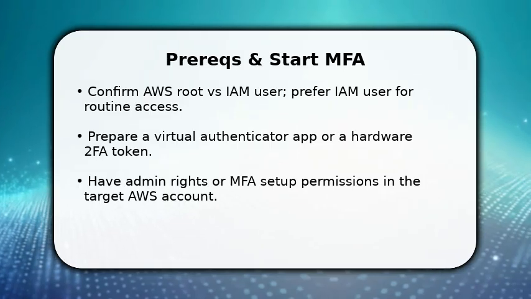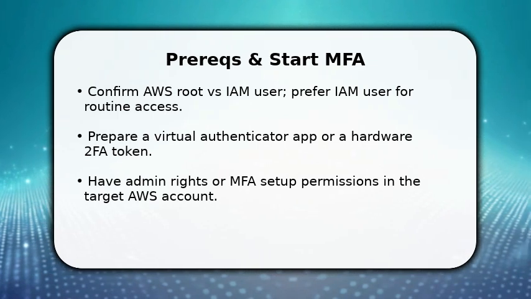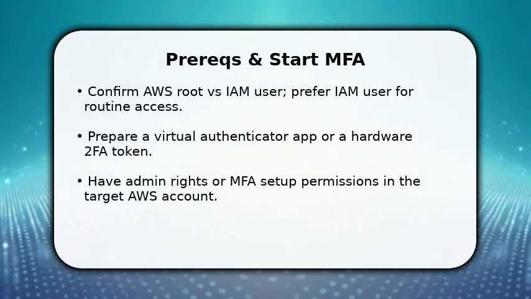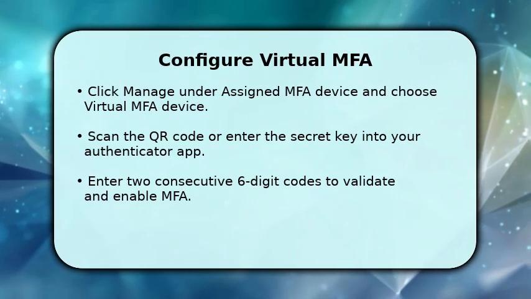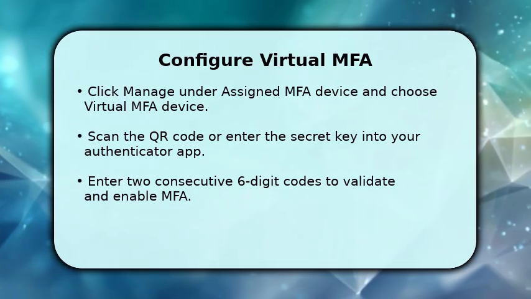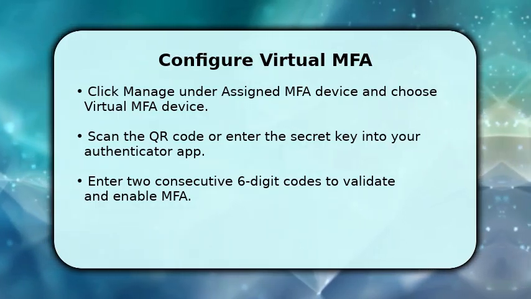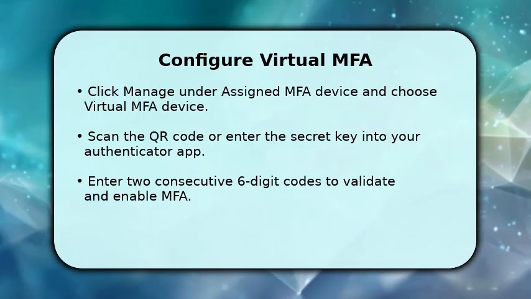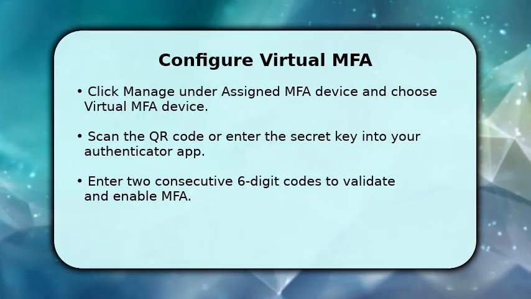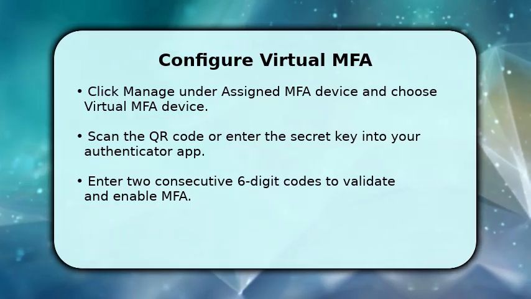Next, pick your MFA method, virtual app for convenience or a hardware token for higher assurance, and get it ready on your device. Now configure the virtual MFA device step by step. First, in the Assigned MFA Device dialog, choose Virtual MFA Device and display the QR code. If you cannot scan, copy the base 32 secret. Then open your Authenticator app and either scan or manually add the account with the secret.